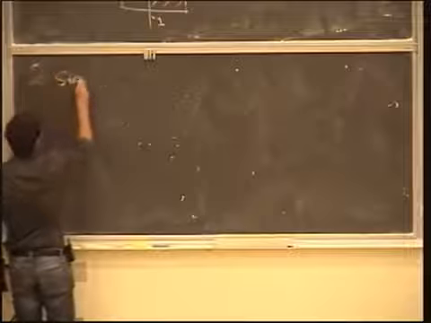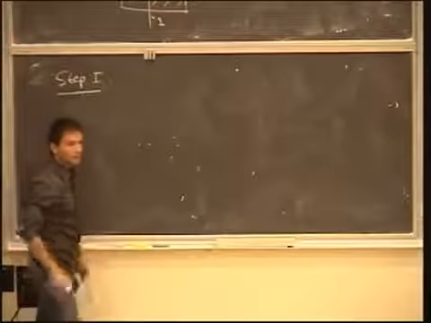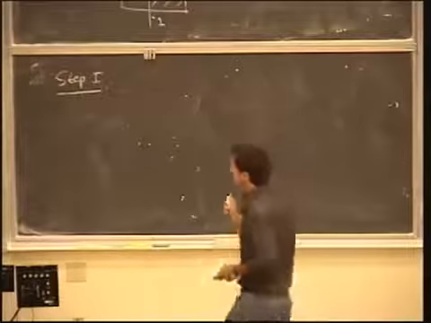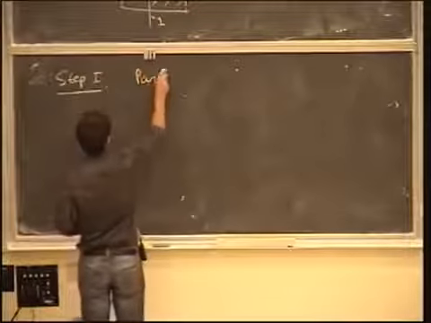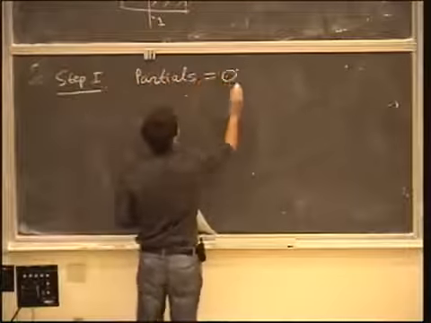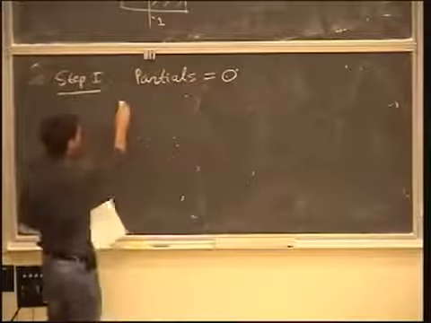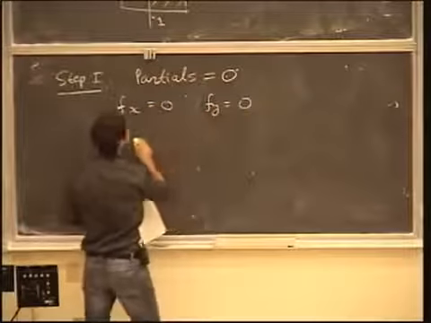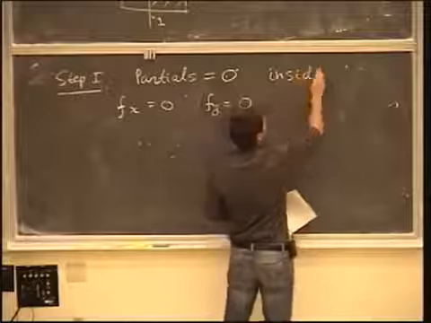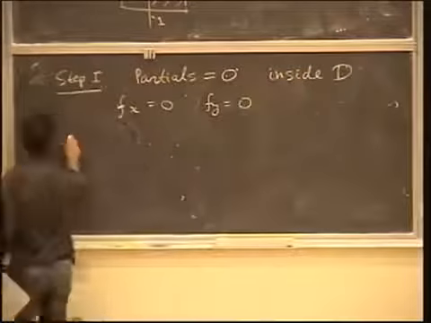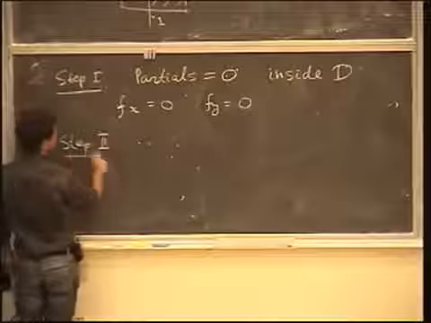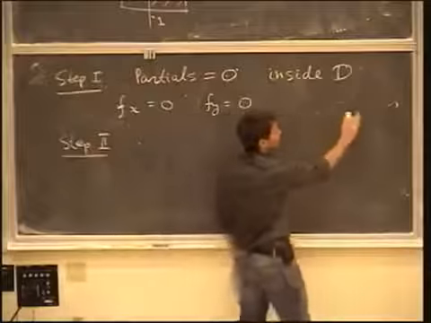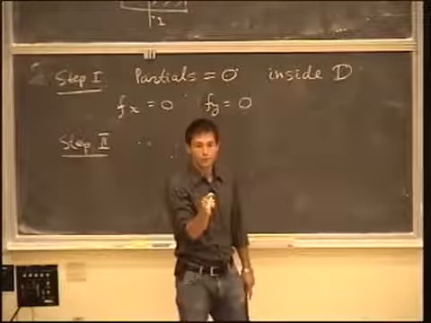So step one is to look at the interior of the domain, calculate the partial derivatives, and set the partials equal to 0. I'm going to skip that; I already did it last time. But this is inside the domain. So that's very easy, right? You just get two equations and you solve them. You find all the points which satisfy these equations, and this will be the first points on your list.